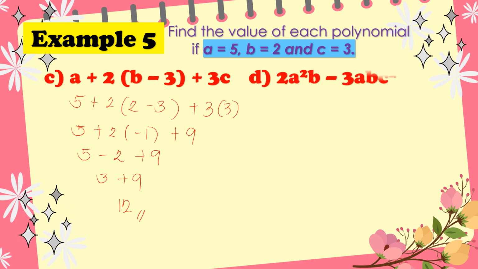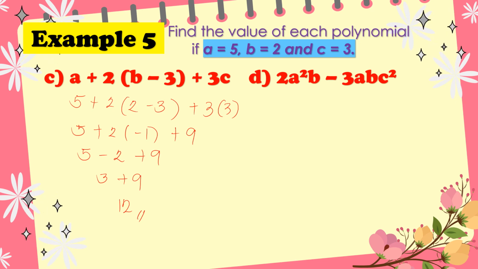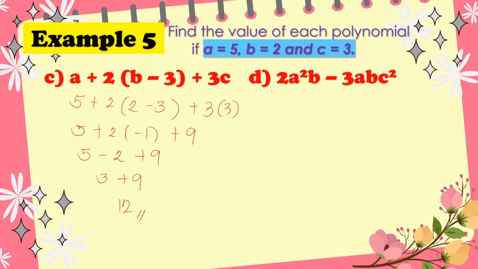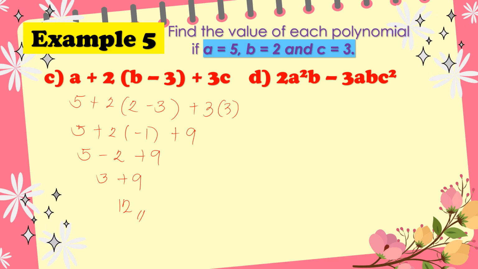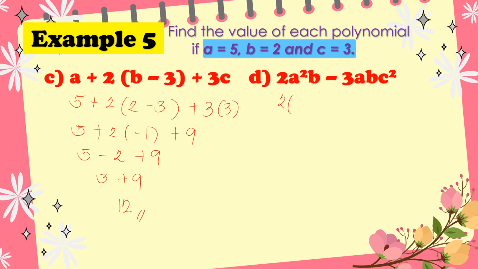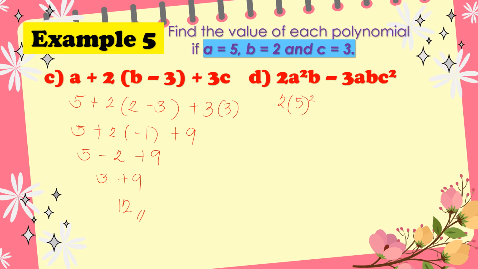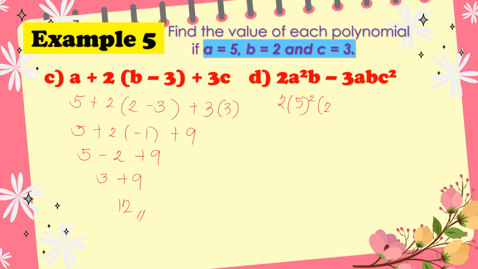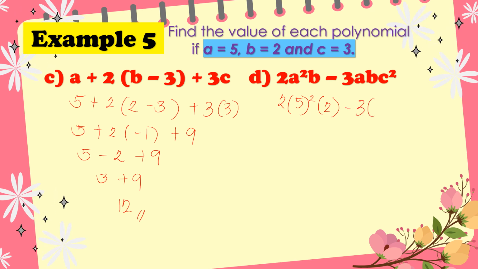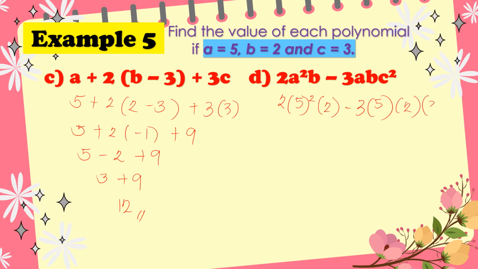Last, 2a squared b minus 3abc squared. So, tatlong variables pa rin yan. So, mag-substitute na tayo. Ang value ni a is 5. Lagyan natin yung squared. At ang value ng b is 2. And then, minus 3. The value of a is 5. The value of b is 2. The value of c is 3.